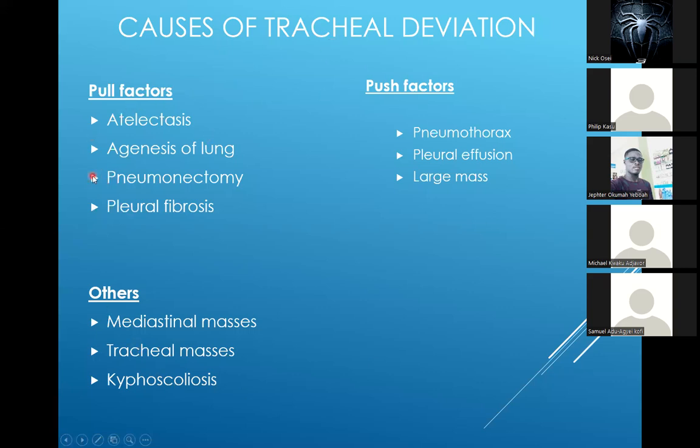If it is being pulled or pushed, then consider the things that can pull the trachea to their side. That is, if the pathology is on that side, the trachea will be deviated to that side. That is when, for instance, there's atelectasis, or agenesis of the lung. If the lung on that side does not grow or does not grow well, the trachea will move to that side. If a part of the lung has been surgically removed for cancer or whatever reason, the trachea will shift to that side. If the lungs or the pleura are fibrosed, they also pull the trachea to themselves.